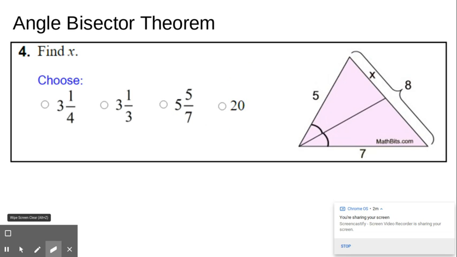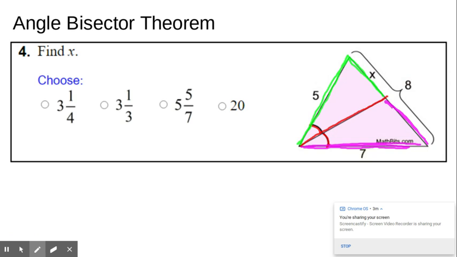Okay, so here we go. This one, they threw a little curveball at us. Same idea. Let's set this thing up. We know this is the angle bisector because these two angles are congruent to each other. If we highlight the things we know, left side over left segment, we've got 5 matches up with x. And over here, we've got the 7, the bottom side, which would match up with the bottom segment.